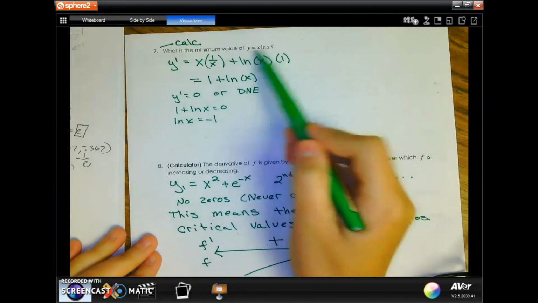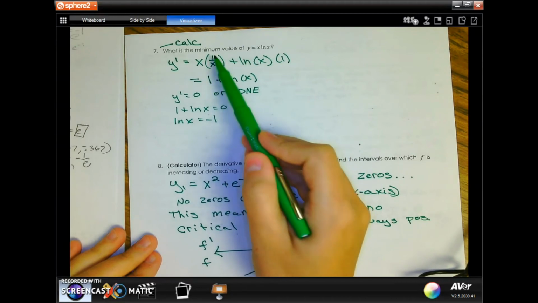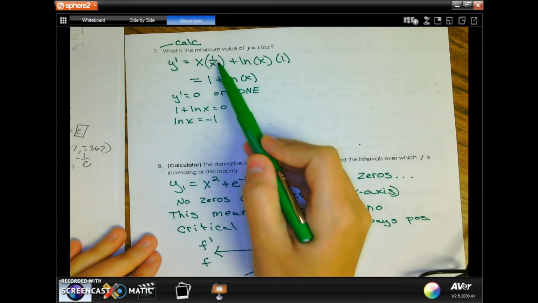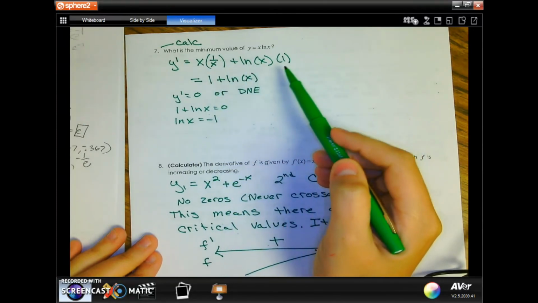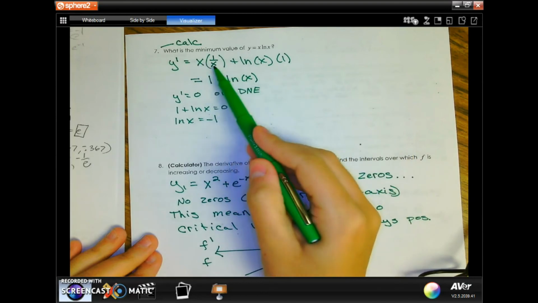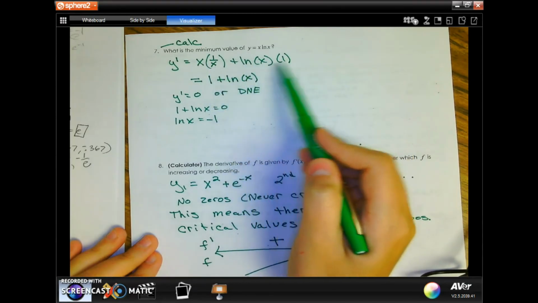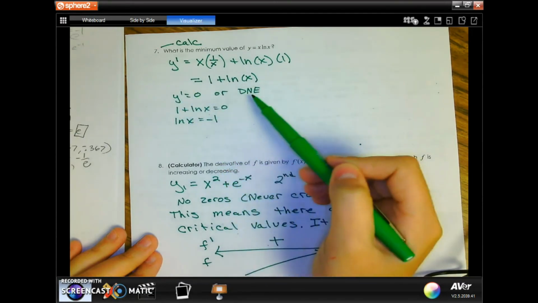Okay, so this is going to be a product rule. So first times derivative of the second. Remember, the derivative of ln of x is 1 over x times the derivative of x, which is just 1, right? Plus the second times the derivative of the first. So when you clean that up, this x and this x are gone, so you just have 1. The ln of x times 1 is just ln of x. So our goal is to set that derivative equal to 0 or does not exist.